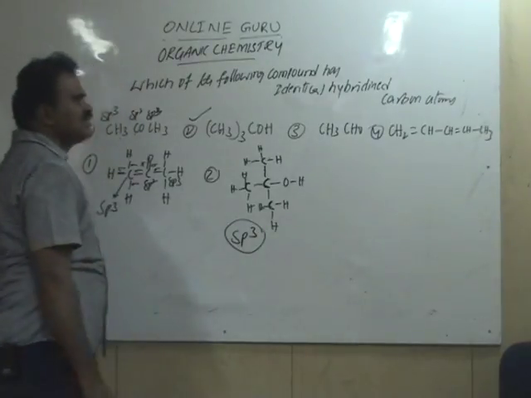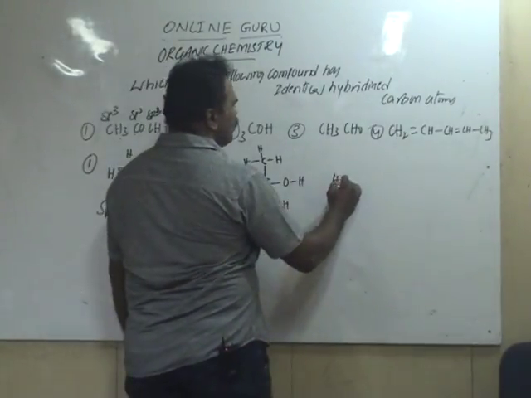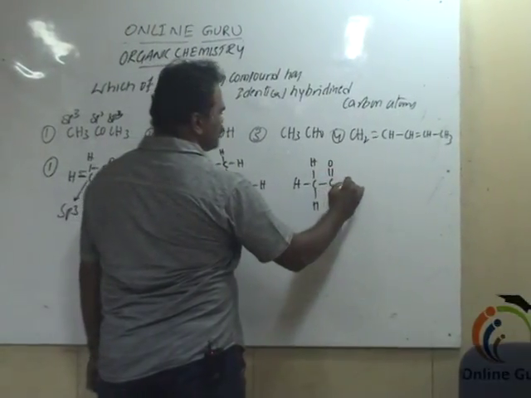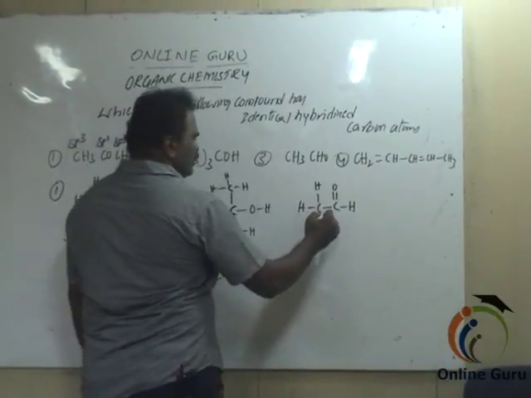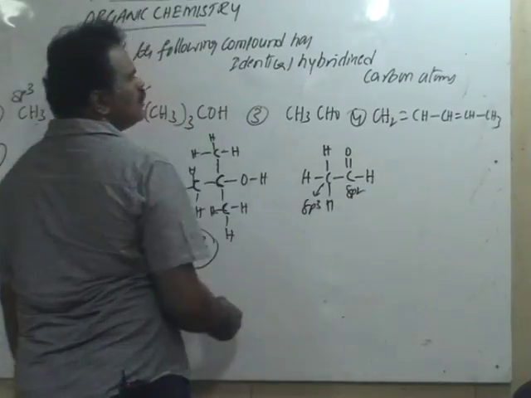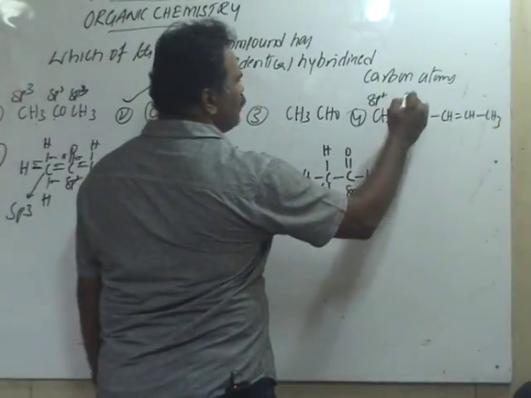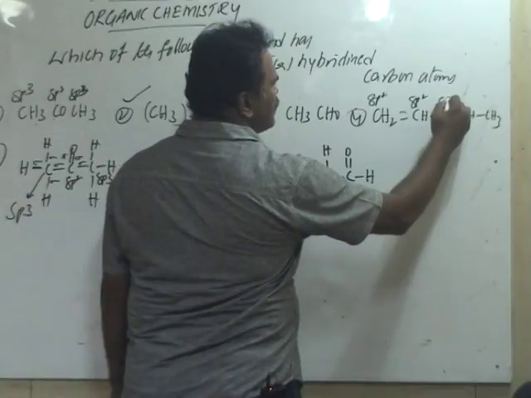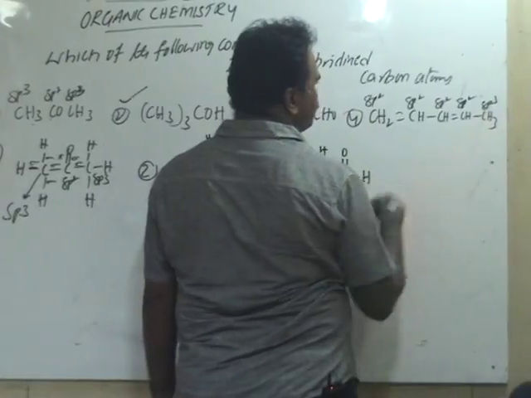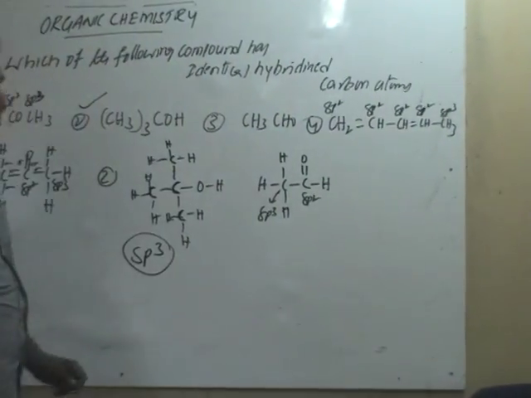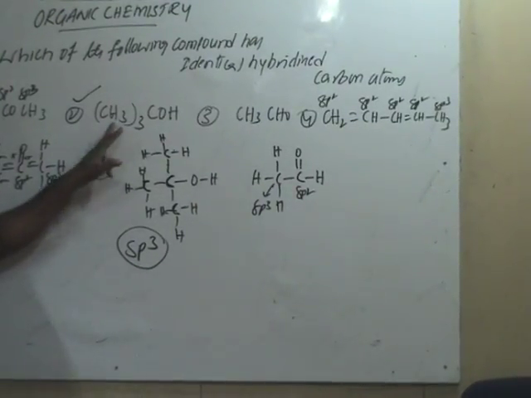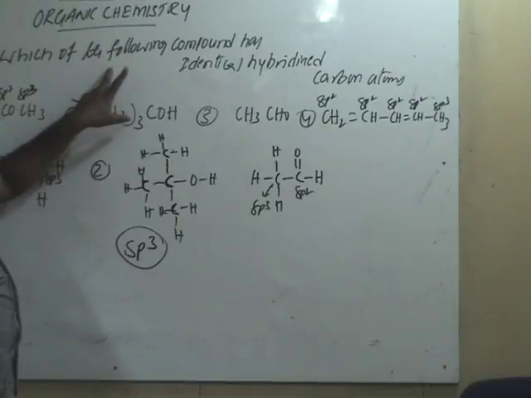Whereas option 3, CH3CHO, is acetaldehyde. The first carbon is sp3, but the second one is sp2. The carbon in the C=O group is sp2, but the last one is sp3. So we observe the second option has all the carbon atoms in the same hybridization. So option 2 is the correct answer for the given question.